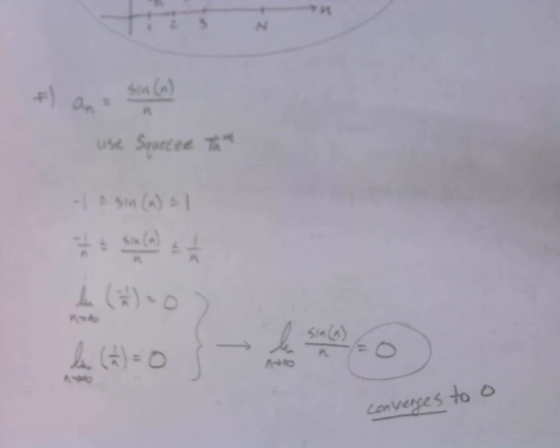And so the answer here in part F is that this limit converges to 0, or this sequence, I should say. Okay? So that was the last of our sequence examples.